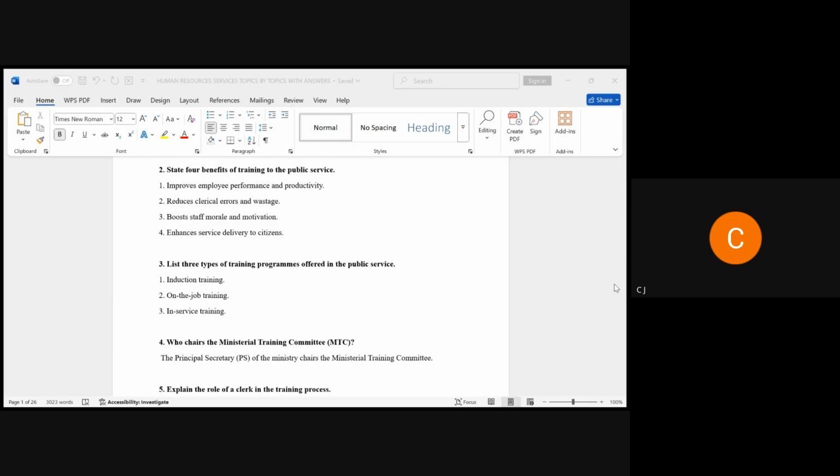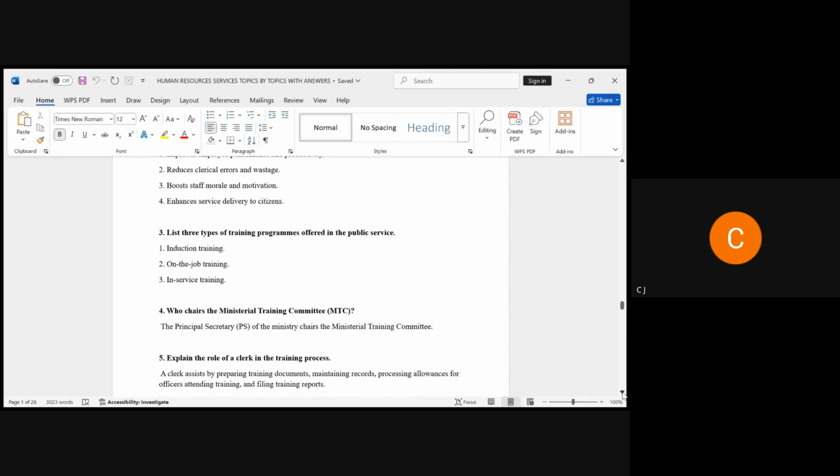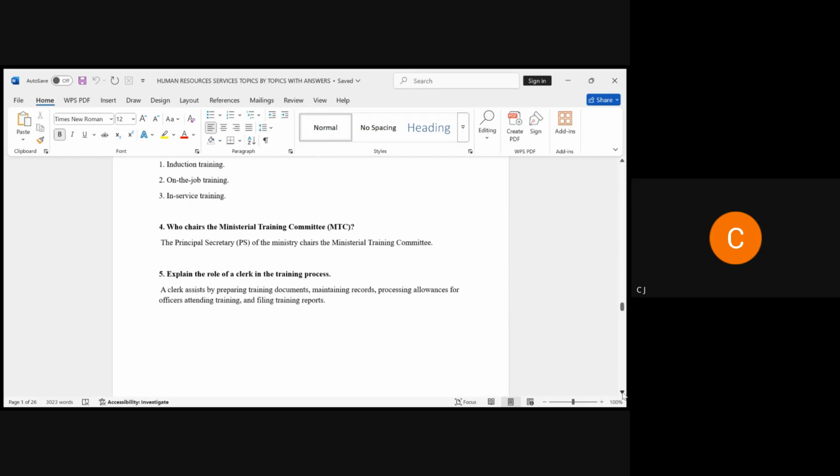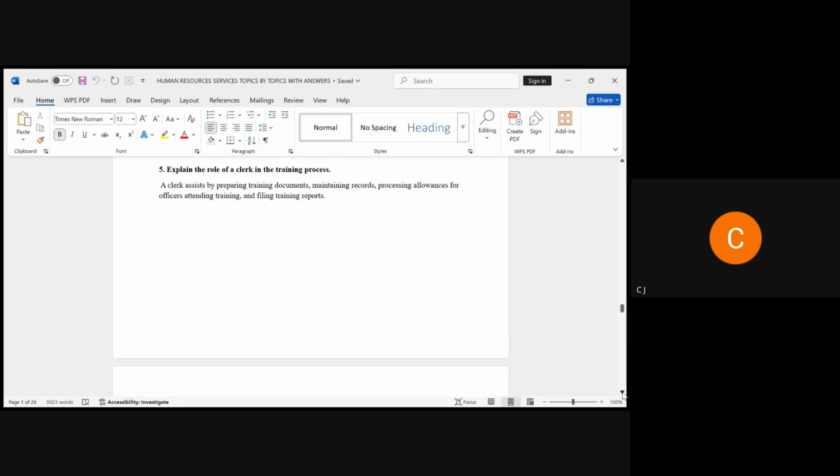Preparing training documents and request, correct. Explain: a clerk assists by preparing training documents, number 1. Number 2, maintaining records. Number 3, processing allowances for officers attending training. And the last one, filing training reports. We are through with that.